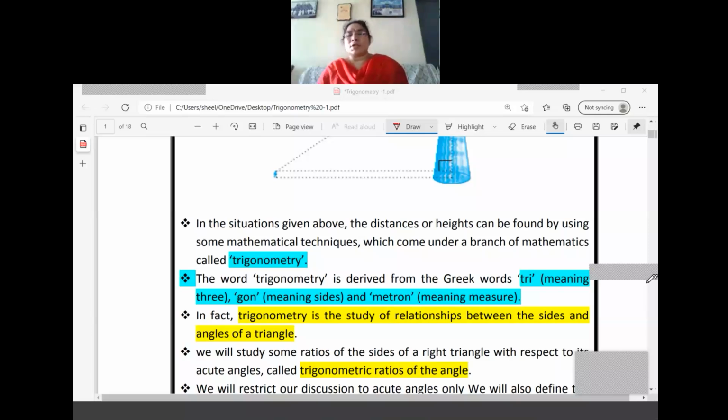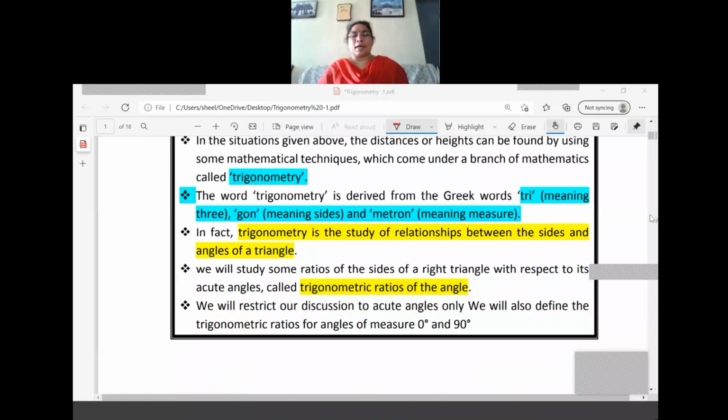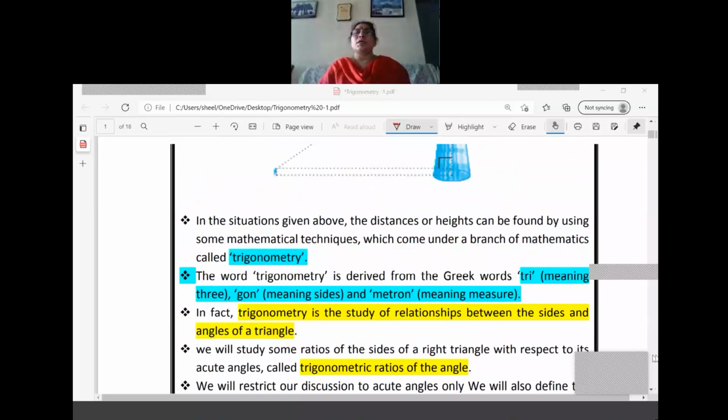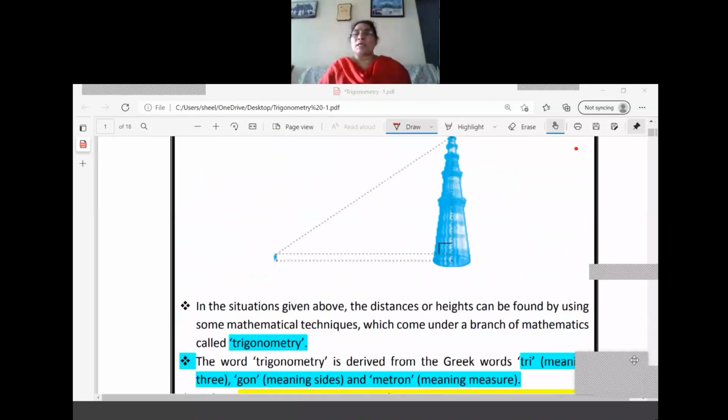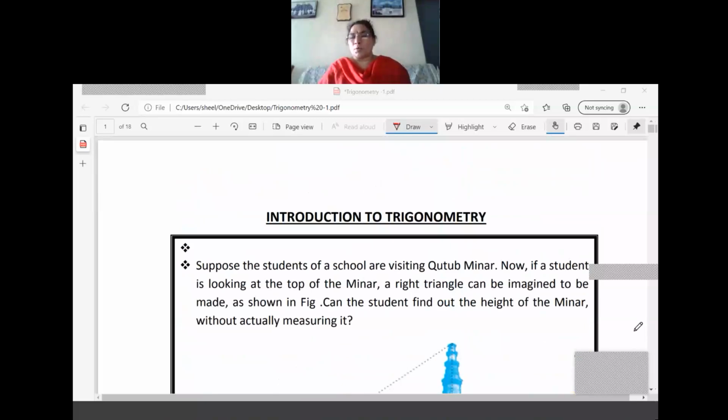We will study some ratios of the sides of the right triangle with respect to the acute angle, called the trigonometric ratios of the angle. We will restrict our discussion to acute angles only, and we will also define the trigonometric ratios for angles of measure 0 degree and 90 degree. So here we are going to learn the trigonometry concept. Trigonometry means a three-sided figure, that is for us a right triangle. It should be a right triangle.